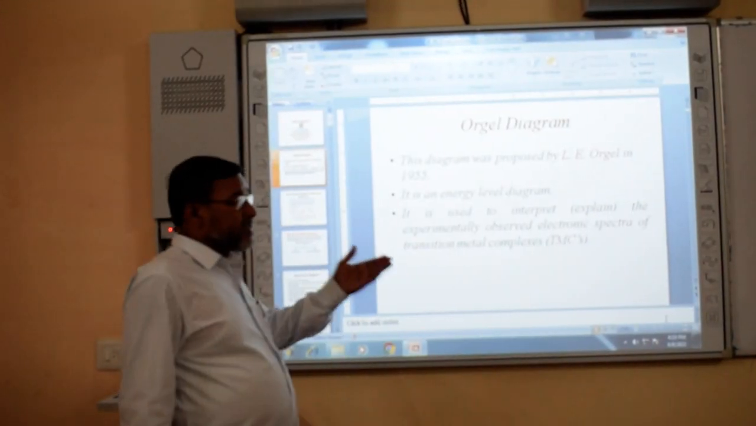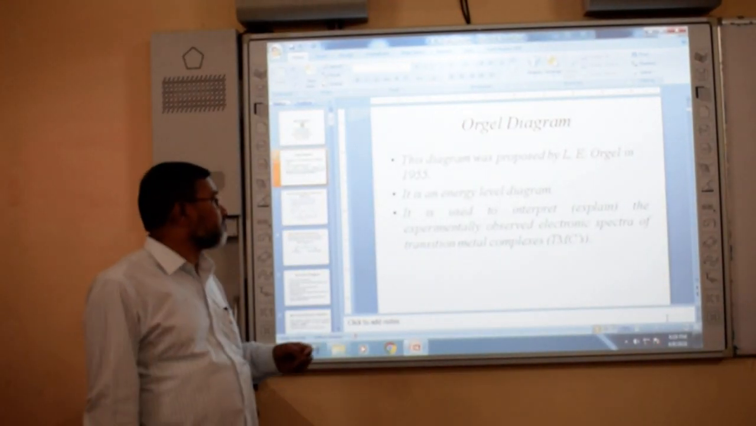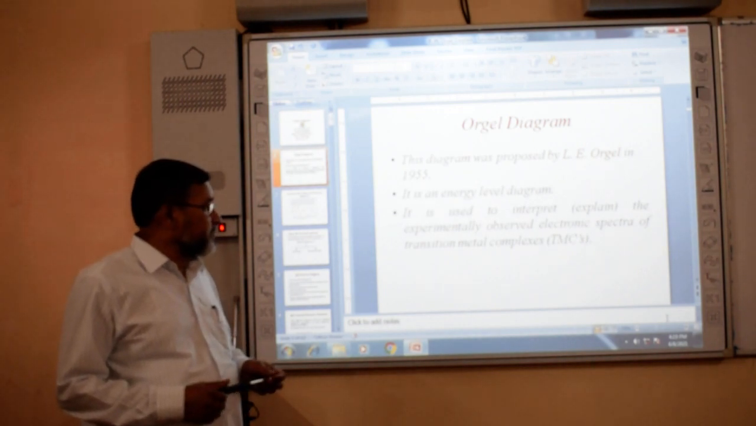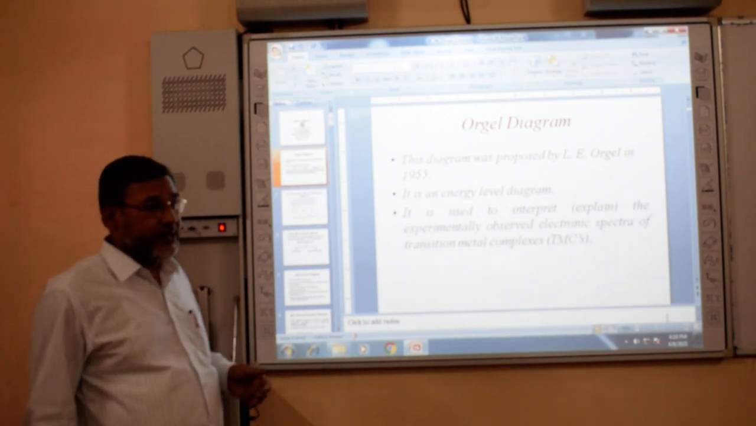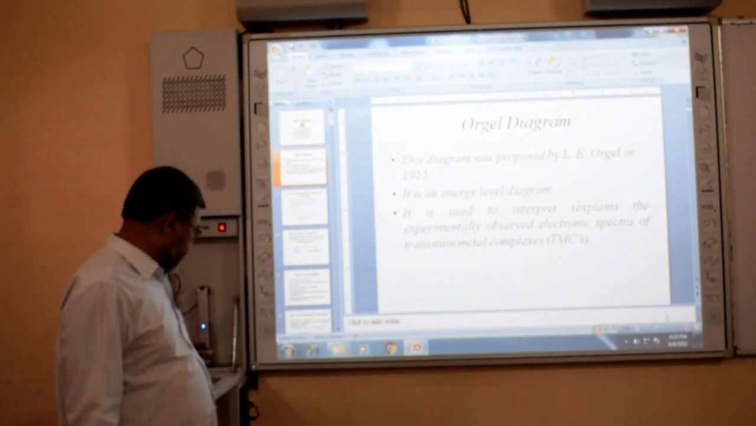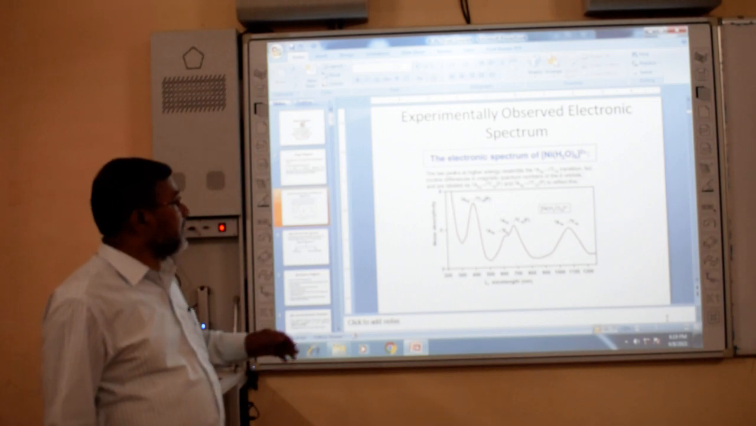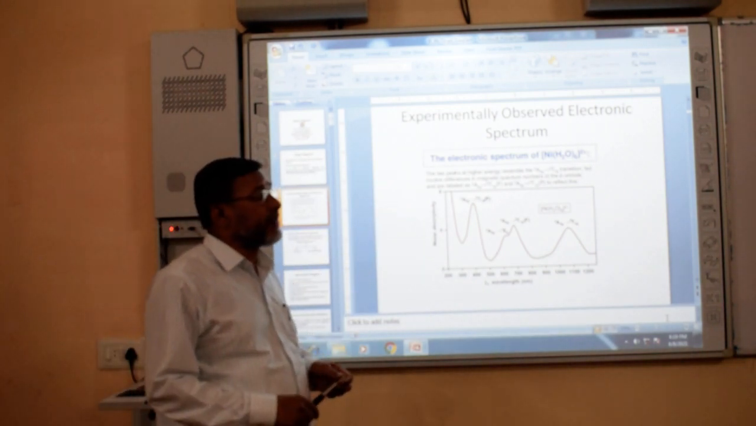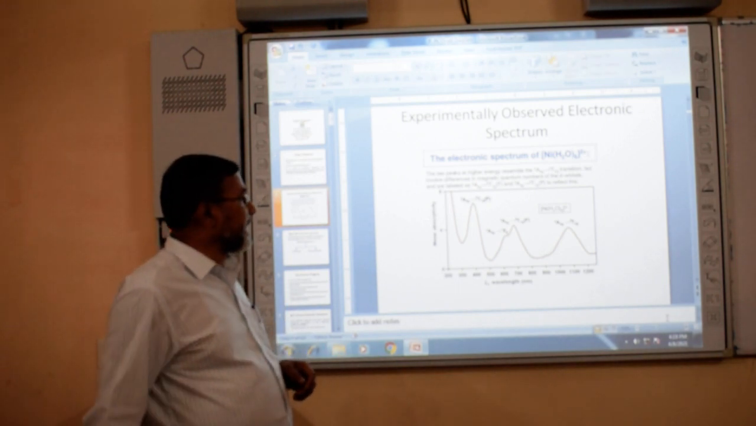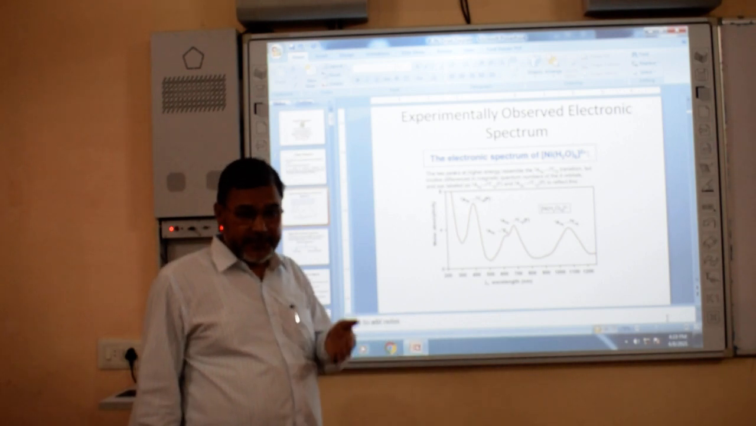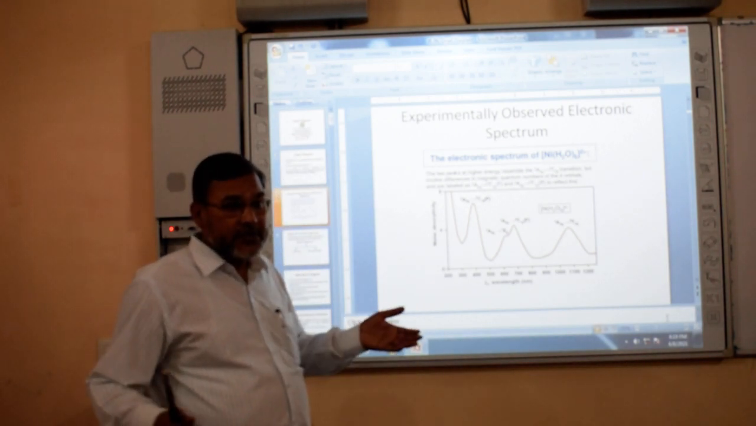It is an energy level diagram. It is used to interpret the experimentally observed electronic spectra of transition metal complexes. This is the electronic spectrum of the hexaaqua nickel(II) ion. This is how the electronic spectra look.